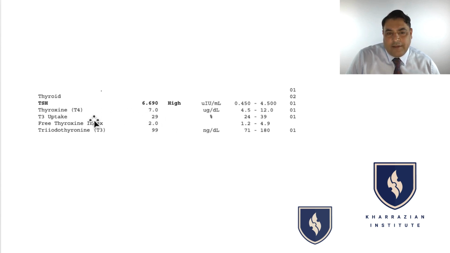T3 uptake is inversely related, by the way, to the amount of thyroid binding globulin levels there are. So if there's lots of thyroid binding activity, then there's an inverse effect on T3 uptake. The free thyroxine index is a calculation that they do for measuring free T3, but it's not very reliable. And here you have triiodothyronine, which is T3.